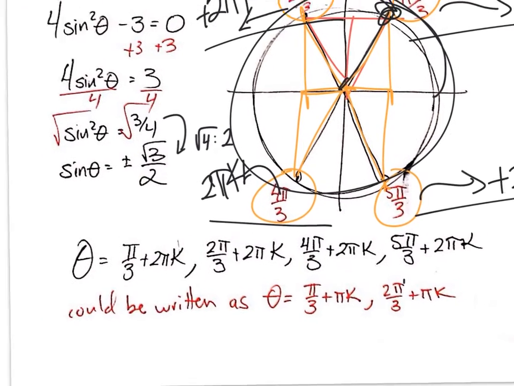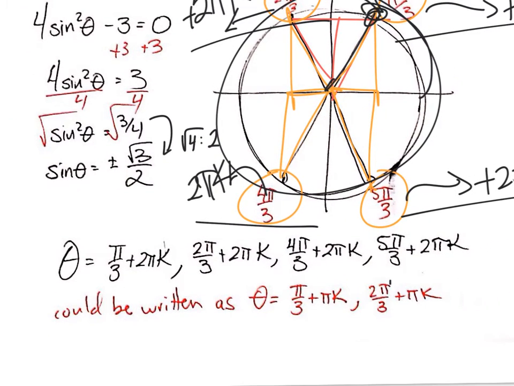Let's see what we have here. Pi over 3 plus 2 pi k, 2 pi over 3 plus 2 pi k, it's like a tongue twister, 4 pi over 3 plus 2 pi k, and 5 pi over 3 plus 2 pi k.